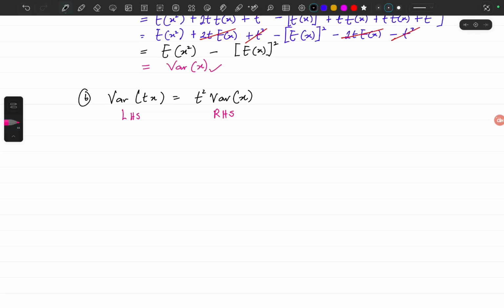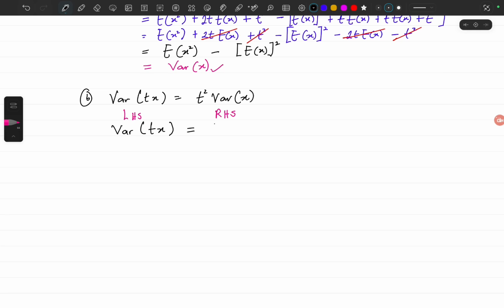So I'm going to work from the LHS to the RHS for this, and we can therefore start by taking the variance of Tx, and understanding that that should be equal to the expected value of Tx, all square, minus the expected value of Tx, and that will be all squared out. This is variance.